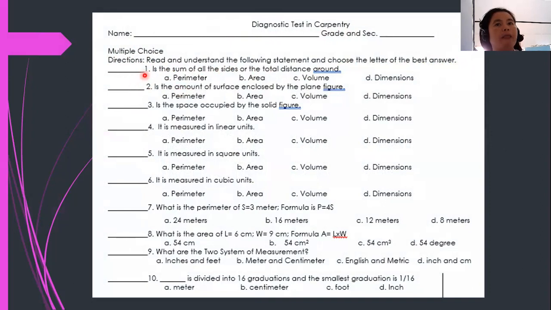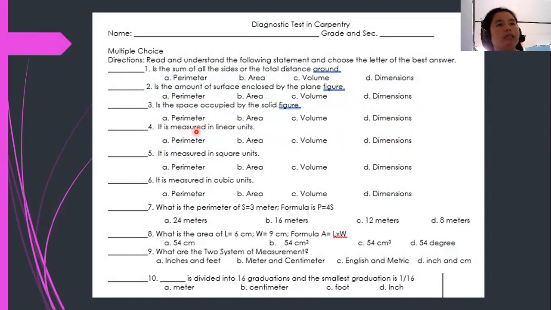For number 1, the sum of all the sides or the total distance around? A, perimeter, B, area, C, volume, D, dimensions. 2, is the amount of surface enclosed by the plane figure? A, perimeter, B, area, C, volume, D, dimensions. 3, is the space occupied by the solid figure? A, perimeter, B, area, C, volume, D, dimensions.